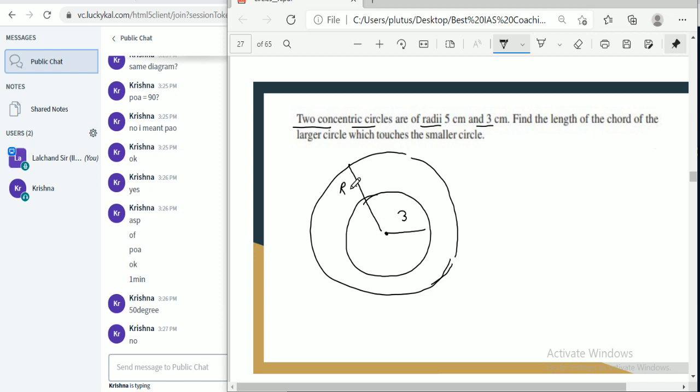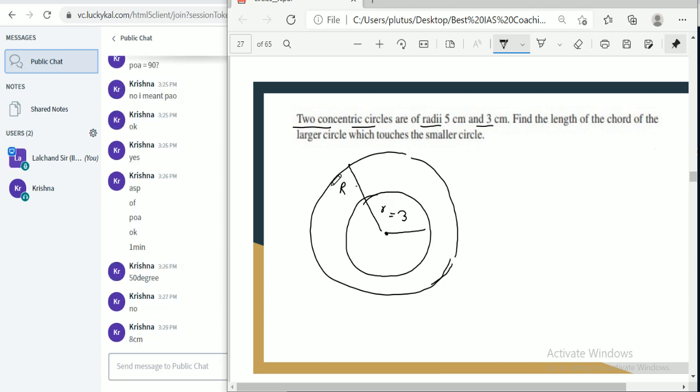So let's suppose this is capital R and this is small r. So value of capital R is 5 centimeter. We need to find the length of chord of larger circle which touch the smaller circle. So let's suppose this is a chord, touching at this point. So this point is O. This is 5, this is 3. So we need to find x. So value of x will be 4 and the length of chord, that is 2x, that is equal to 2 into 4, that is equal to 8 centimeter.